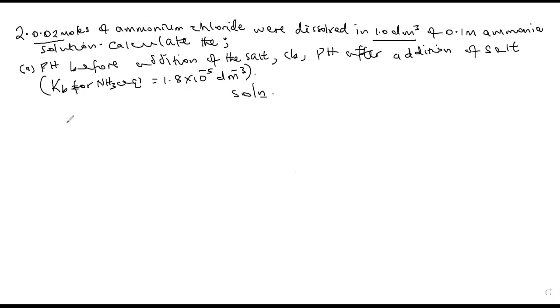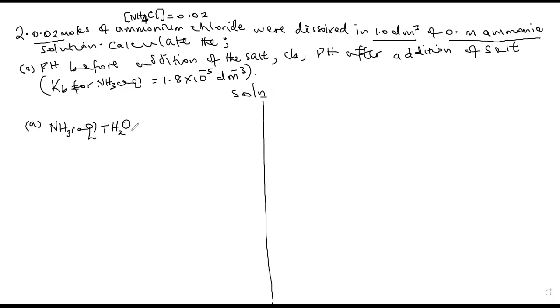Now, we have two concentrations given. We are having the concentration of ammonium chloride. This one will give us the concentration of ammonium chloride as 0.02. And here we have the concentration of ammonia solution. So we know that from ionization of ammonia, we have our ammonia solution plus water, this ionizes partially to form ammonium ion, all right, plus the hydroxide ions. All right, now this one will give us the expression for Kb.